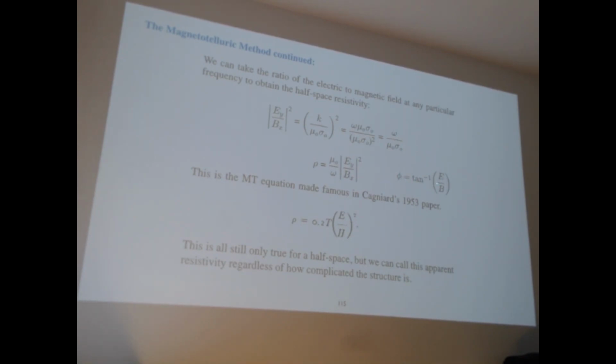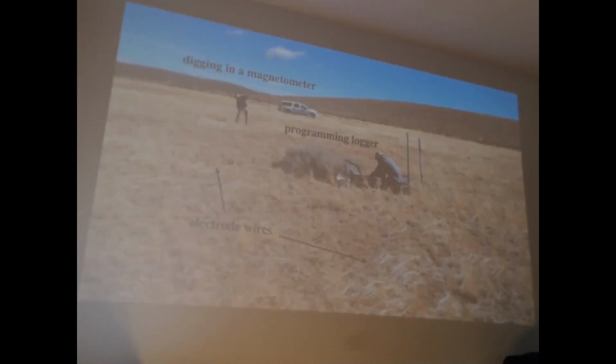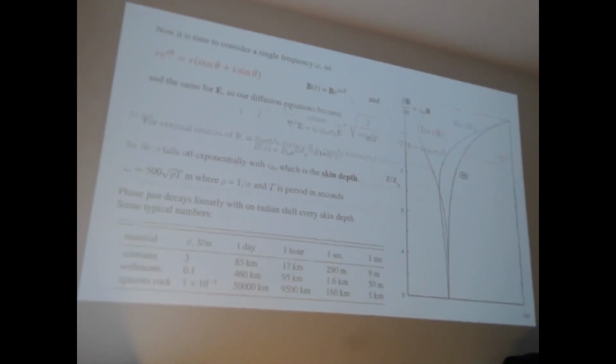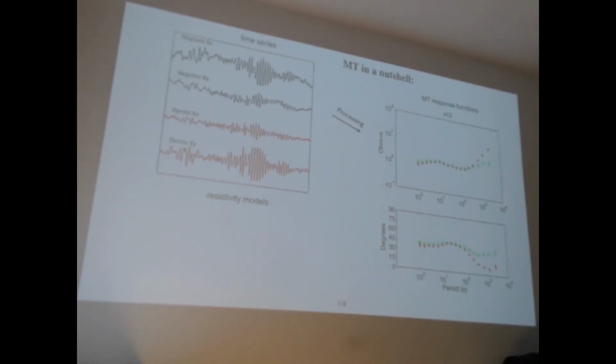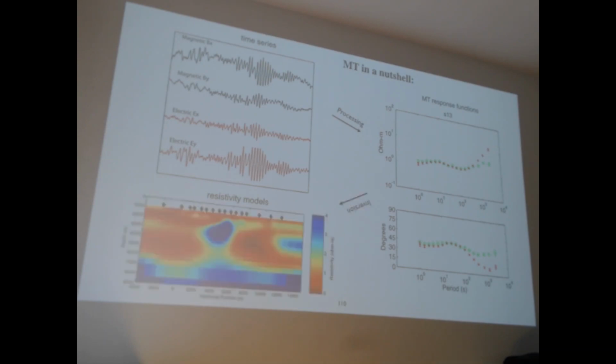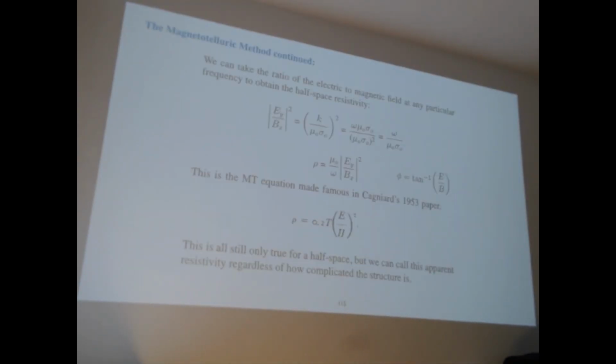And the phase between E and B can also be measured. So this is a resistivity obtained from the amplitude, and then this is the phase difference. So I've got two measurements. And then the blue, the red and the green are the two different directions. So that's where the various components come from. And this is what Cagniard published in 1953. Resistivity is 0.2 times the period times E over H squared, where these are in some given units.